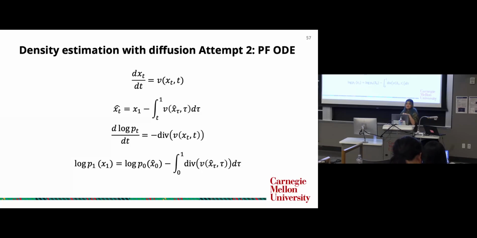Uniform is just the same. Not really, but P of x0 should be constant. Oh, you mean P0? Yeah, P0 is constant. That's right, if it's uniform.